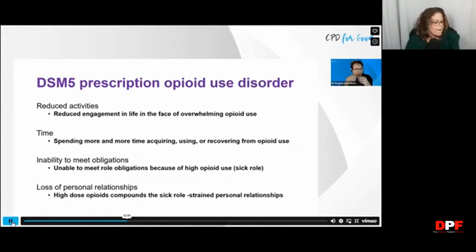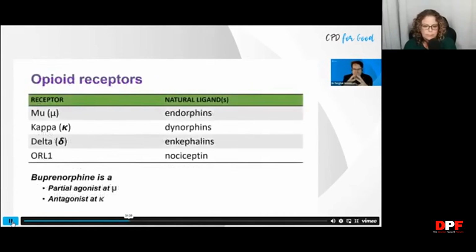The 11 criteria. So again, reduced engagement in life in the face of overwhelming opioid use. Time, I've described time, so ever increasing amounts of time acquiring, using, recovering from opioid use, albeit prescription opioids. And the inability to meet obligations now as a result of adopting the sick role, and then the loss of personal relationships. So I think it's fair to say that chronic high-dose opioids and chronic pain can strain personal relationships. So those are just some ideas about how you might tie in the presentation you would see of prescription opioid use disorder into the criteria, the DSM-5 criteria.